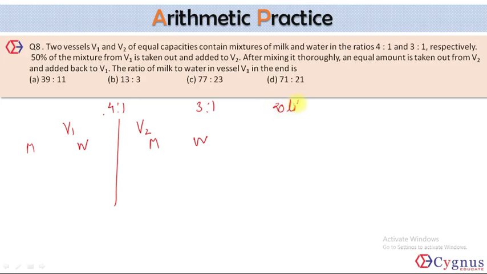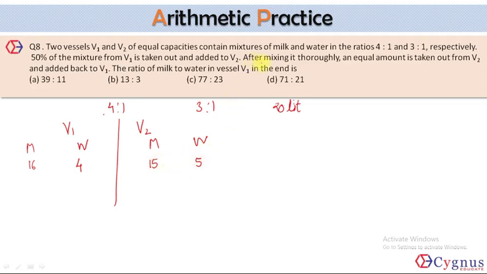So let's assume that both the vessels contain 20 liters of solution. Out of this 20 liters, the first vessel will have milk and water in the ratio of 4:1. So I can say 16 liters of milk and 4 liters of water. Similarly, in the second vessel, the ratio is 3:1. So I'll say 15 liters of milk and 5 liters of water.